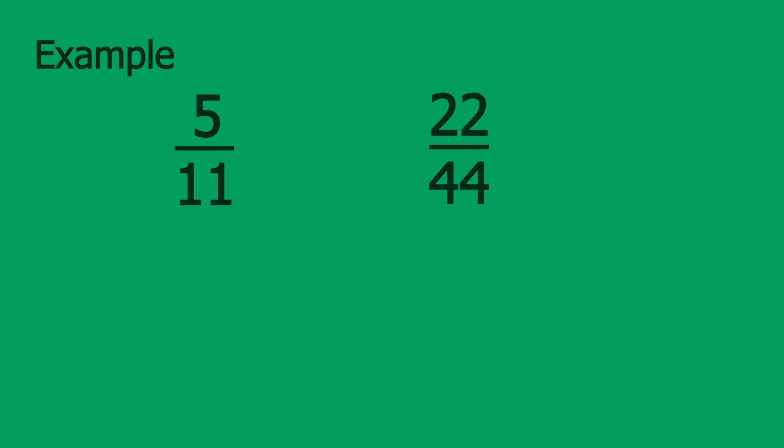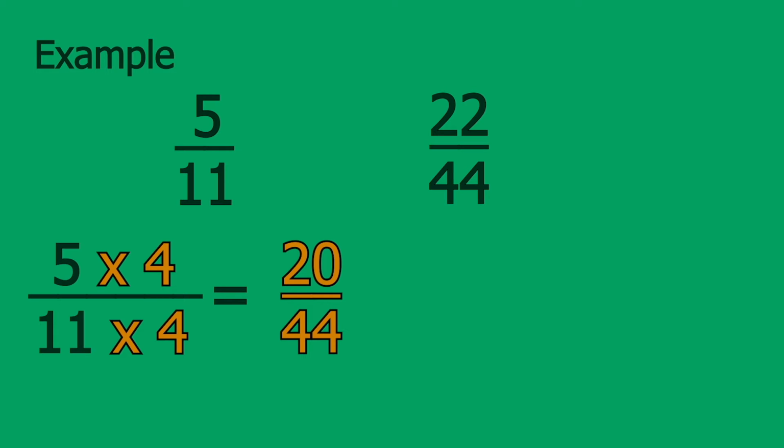Now remember, this actually works with comparing fractions as well. So let's look at this example. Here we have 5 over 11 and 22 over 44. Well, if I want 11 to be 44, I just multiply the top by 4 and the bottom by 4. 5 times 4 is just 20. The bottom, 11 times 4 is just 44. Great, now they have the same denominator. So 20 over 44 and 22 over 44, well, which one's bigger? Clearly, 22 over 44 is bigger.